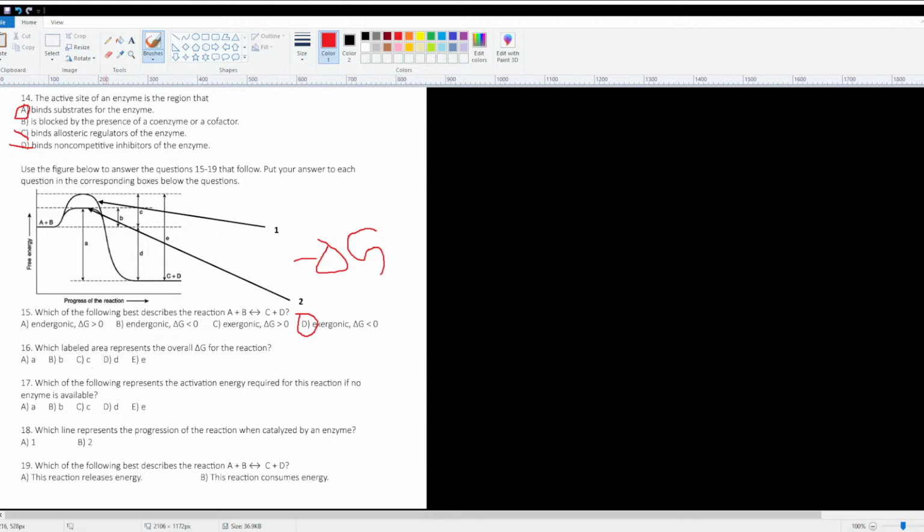Anyway, number 16 is asking which labeled area represents the overall delta G for the reaction. So let's look at that, right? Overall delta G.